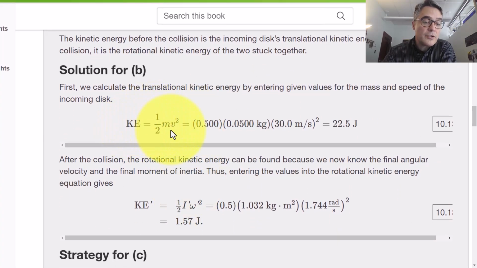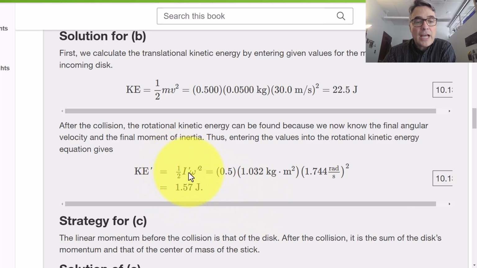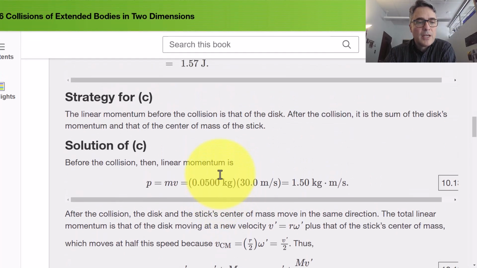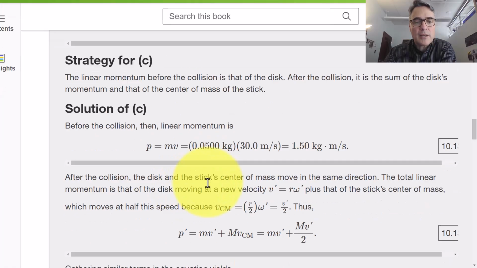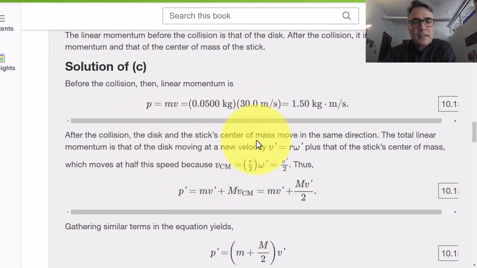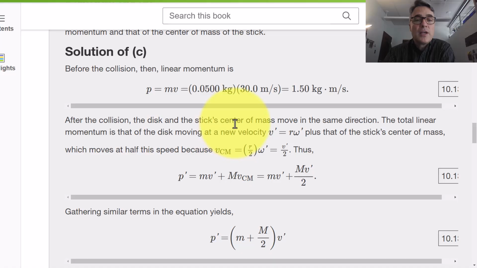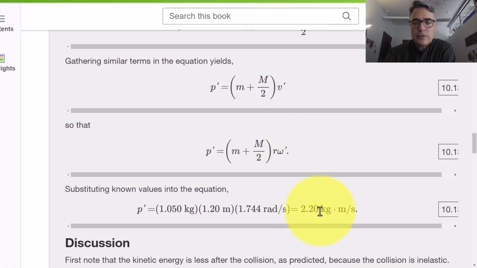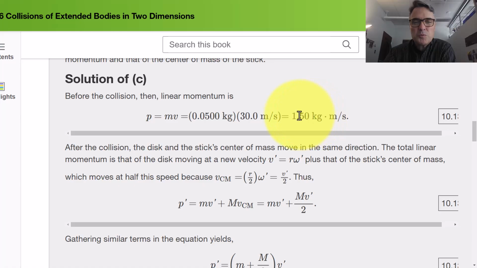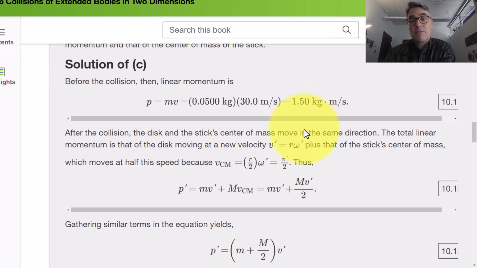You can find the kinetic energy before, and the kinetic energy after is 1/2 I prime omega prime squared. It's the rotational kinetic energy. And it turns out to be quite a lot less, which is just what you would expect. What's interesting, though, is when you compute the linear momentum of the disc that hits it and the center of mass of the stick after it's rotating, you get 2.2 kilogram meters per second, which is bigger than the initial momentum.